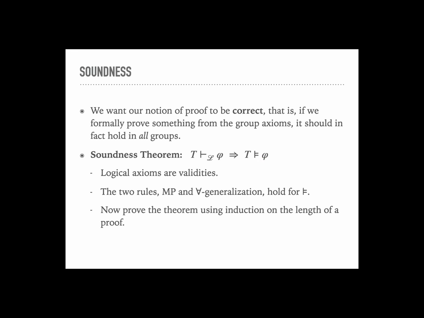And think a little bit about how you would prove this now. The basic idea involved here is, of course, that you observe that the logical axioms are validities, so they are always true in any structure. And the two rules, modus ponens and universal generalization, hold for the logical implication relation. So what that means is that, for example, if we have a set of formulas phi, and phi implies psi, this logically implies psi. So that means that modus ponens holds for the satisfaction relation, or the logical implication. And then you can prove the soundness theorem using induction on the length of a proof.